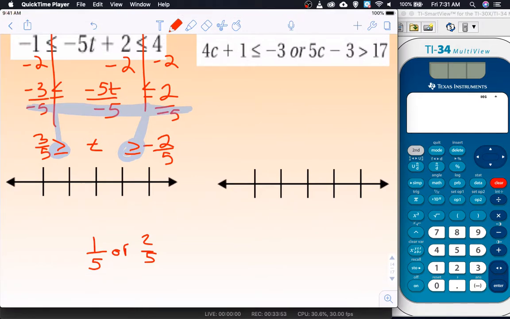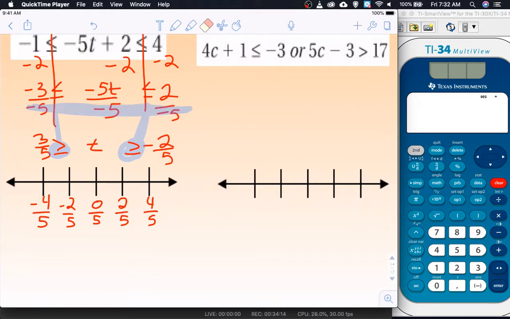2, 4, or -2, 0, 2, 4. Yeah, let's do that. So -2, 0, 2, 4. That'd be a -4. Then you throw a 5th under each of them. So I counted by 2/5. That wasn't that bad. -2/5 gets a solid dot. +3/5 right here would get a hollow dot. And since it's an and, we will be shading on the inside.